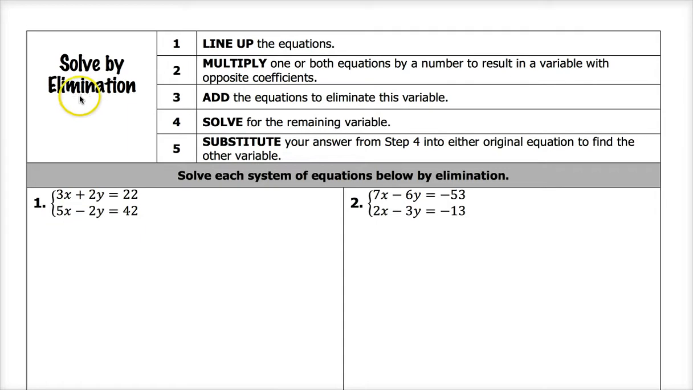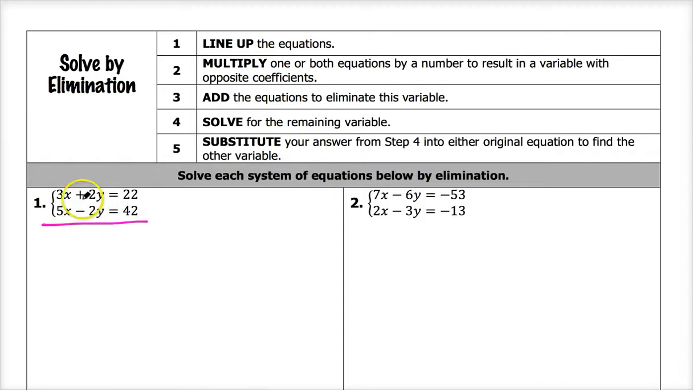Once you've lined up, the first step is to line up. The second step is to make sure you have opposite coefficients on one of the variables. So for number one, I have that. We have a positive 2y in the first equation and a negative 2y in the second equation. So if this is already done, then you can skip ahead to step 3 and you simply add the equations together to eliminate that variable.